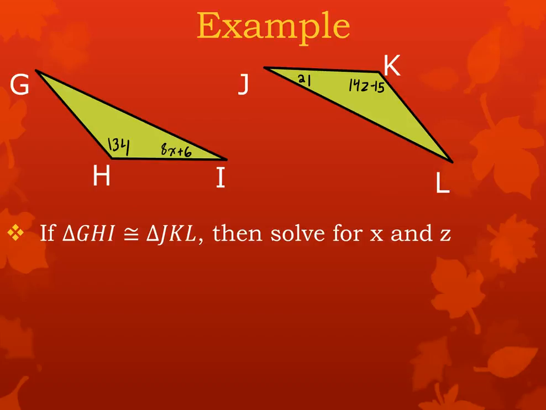Alright, so once you use what we just talked about, now we're going to apply it to angles. Match up each congruent angle based off the statement, triangle GHI congruent to triangle JKL, and then solve for the missing variables x and z. So pause the video while you work that out.